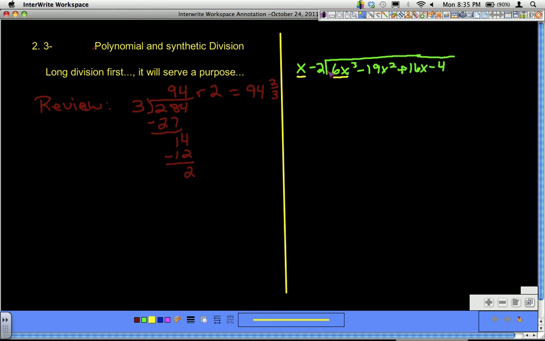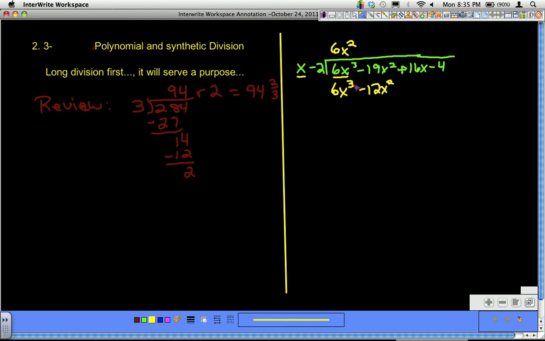And we're going to say 6x to the third divided by x. Or some people like to say, what do I multiply x by to get 6x to the third? So that gets 6x squared. Now just like over here, once I got my number on top, I multiplied it out front. So we'll do 6x squared times x, which is 6x to the third. And then we had two things out here, so we do distributive. So 6x squared times negative 2 is negative 12x squared.